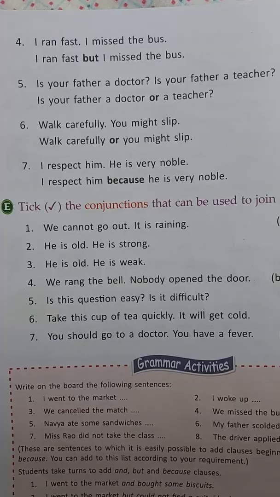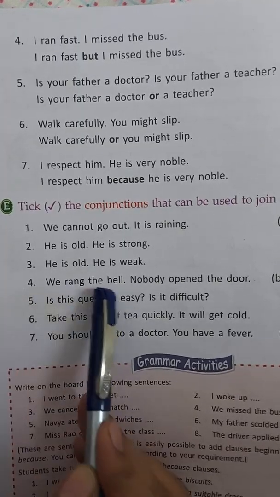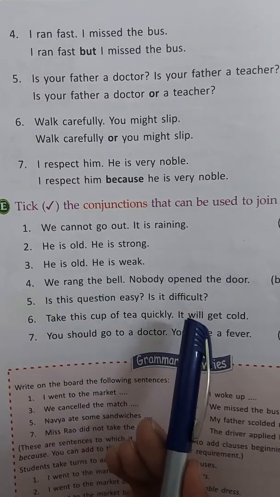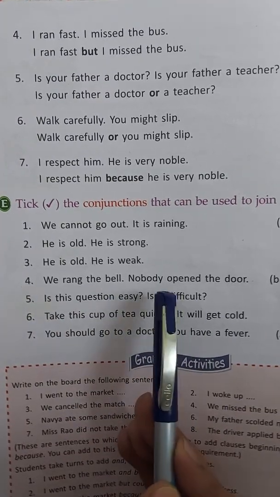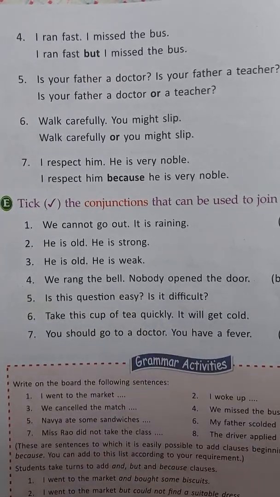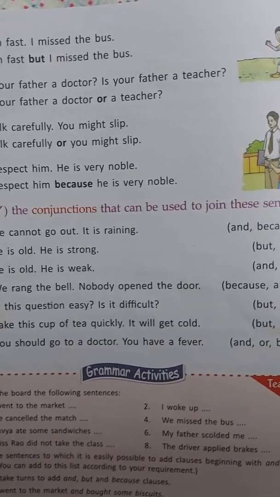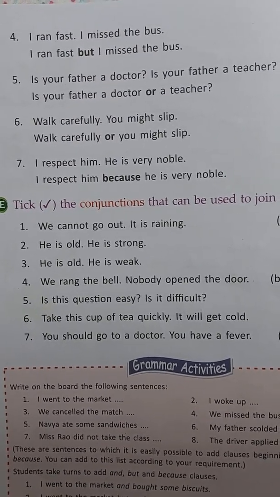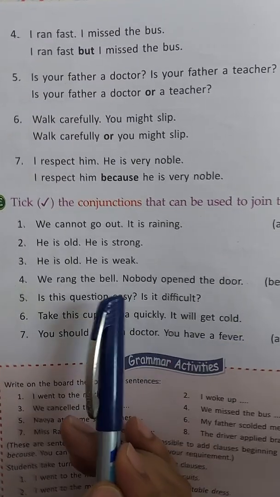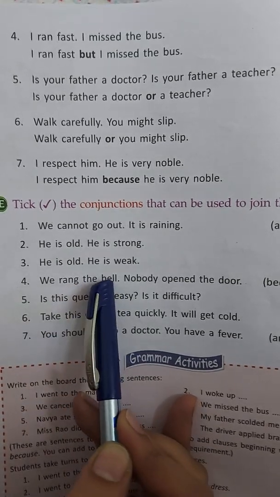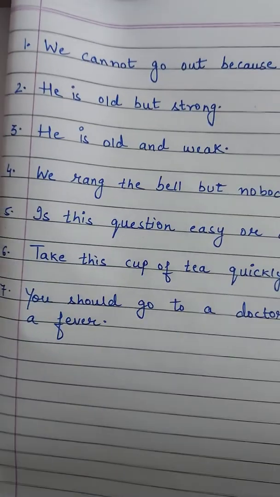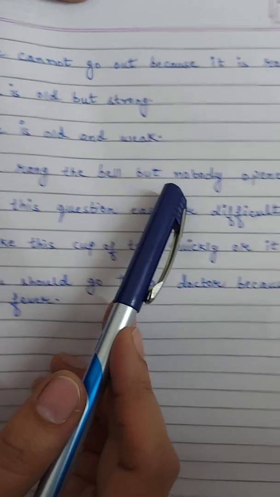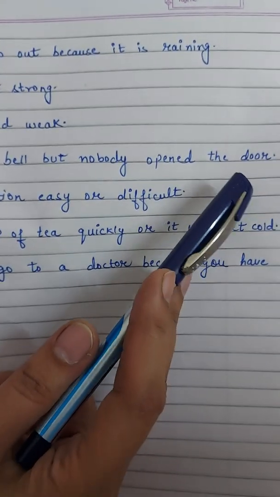Okay? Next. We rang the bell. Nobody opened the door. Although we rang the bell, what was the result? Nobody opened the door. Let's see what conjunctions are given in the options: because, and, but. Because the ideas are opposite here, we'll use the conjunction but. We rang the bell, but nobody opened the door. Okay, children?